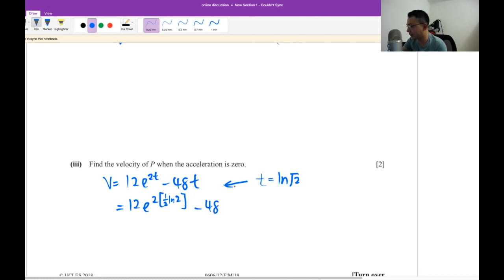Minus 48. This one I sub the ln square root 2. Okay, so here 2 and half I simplify. e^ln 2 gives me 2. Minus, okay, this one you type in the calculator: 48 times ln square root 2.